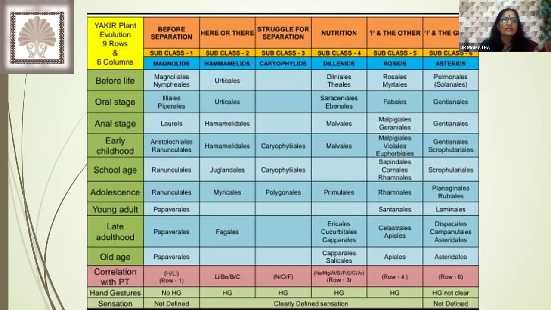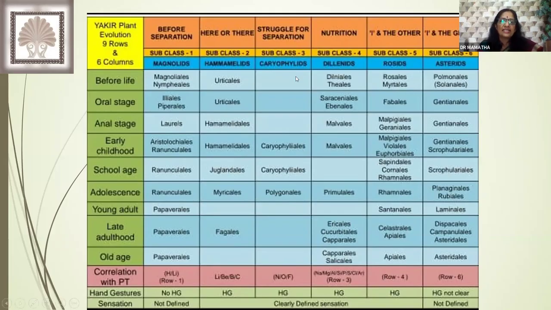So in subclass 2, you have what are called hemamelidae. In the womb stage, you have articales. Oral stage again is covered by articales, and then anal stage is covered by hemamelidae, and early childhood is also covered by hemamelidae. School age is covered by jugulandales, adolescence is covered by myricales, and late adulthood is covered by phagales. If you correspond this with the periodic table, this will be lithium, beryllium, boron and carbon stages of development.